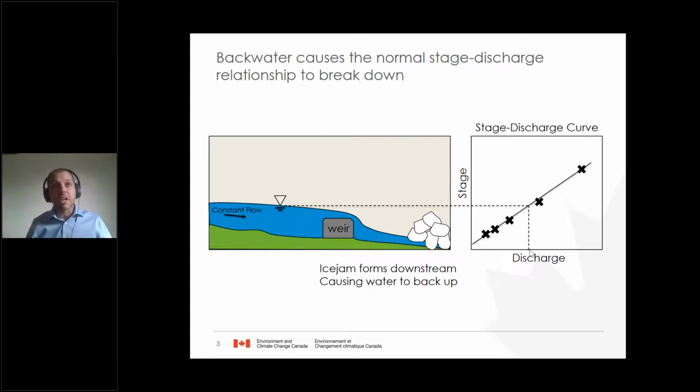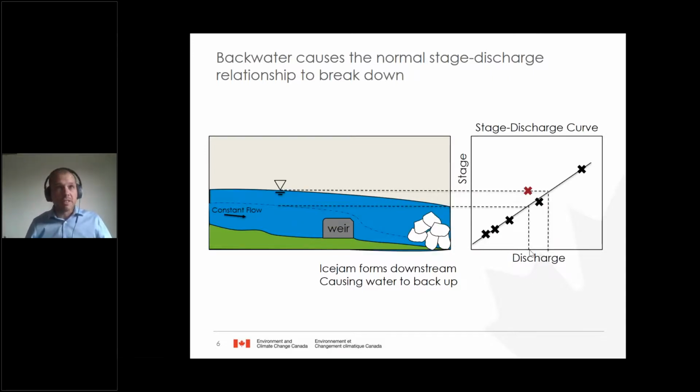For instance, ice jams that form downstream will cause the water to back up. This happens every spring and often many times a year at stations. So when the water backs up, you'll get a corresponding stage for the same flow, and that will plot above the curve, which gives you an error of your discharge.